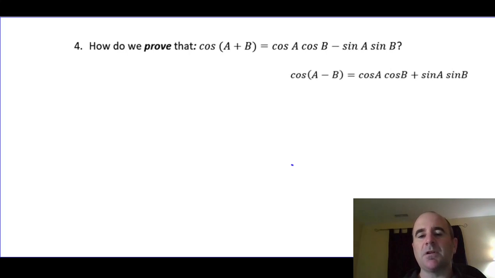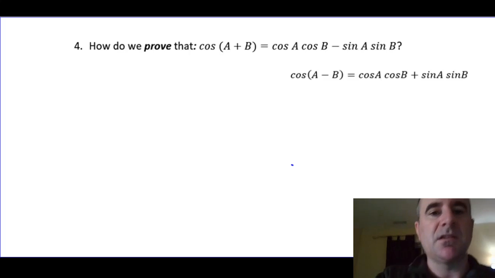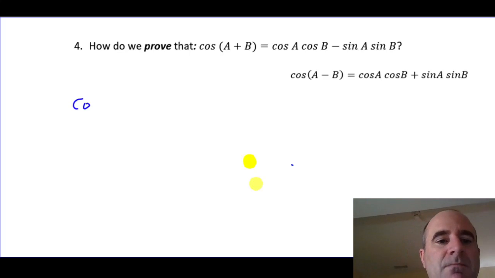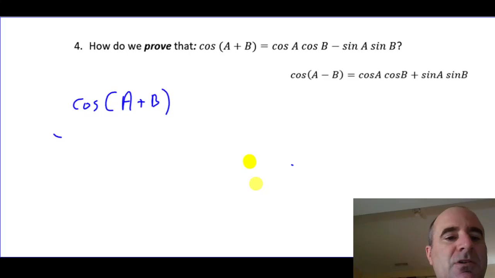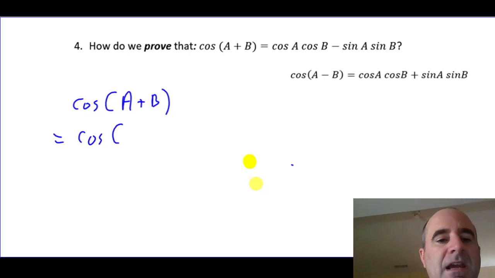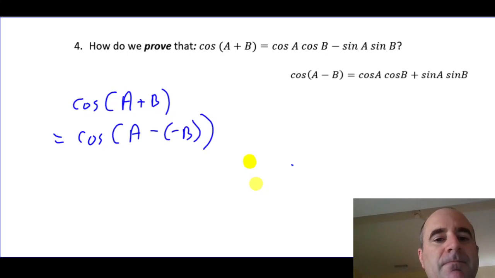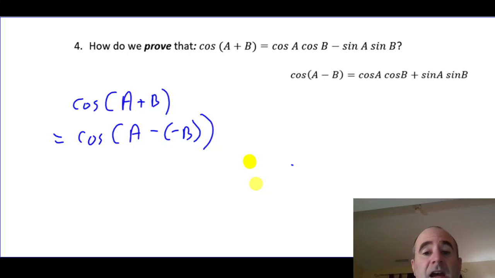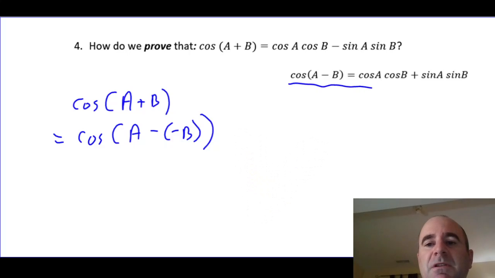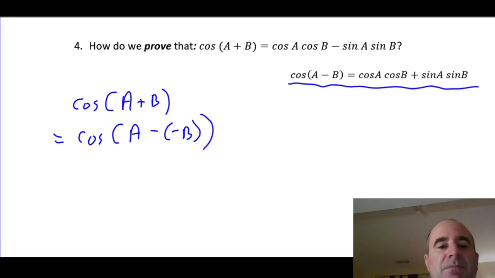I can use the formula that we just proved, the difference identity for cosine. So what we can do is we can realize that the cosine of A plus B is really the same as the cosine of A take away negative B. So adding could be thought of as just subtracting the negative. So then we can use this formula right here because we've set this up like that.